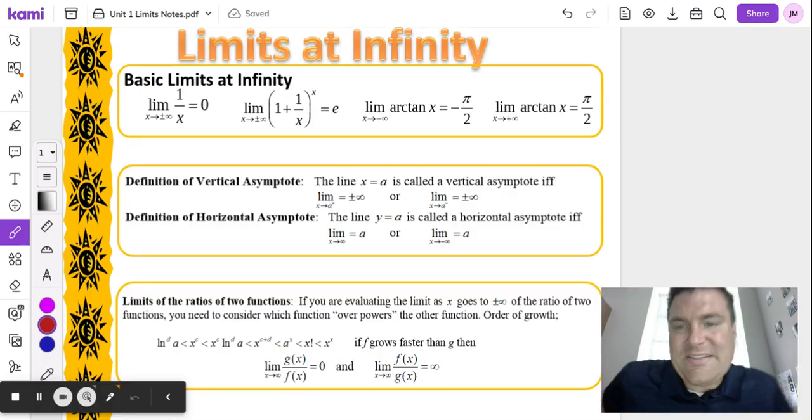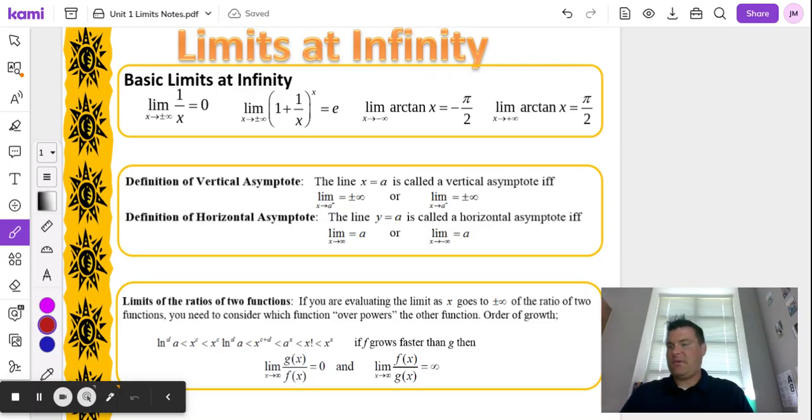We're going to talk about limits at infinity. This can be a loaded topic here. A lot going on, a lot of stuff. So let's just dive right into it.